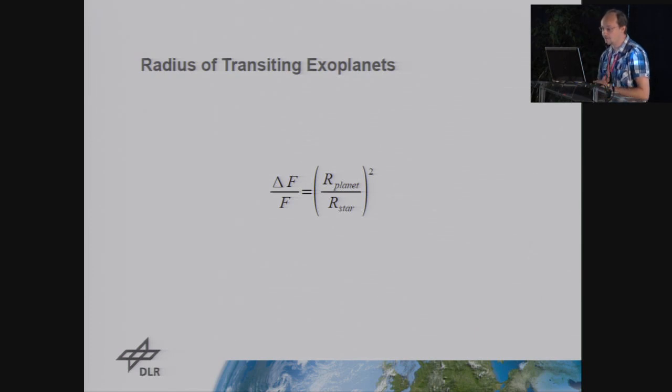The radius of a transiting exoplanet is determined from this very basic equation, where the flux drop due to the transit, delta F, normalized to the out of transit flux F, is a function of the area ratio of the planetary and the stellar radii. There are at least 3 problems with this equation. The first problem is how precisely we know the stellar radius, because we cannot know the planetary radius better than we know the stellar radius. And this is a little bit problematic these days.